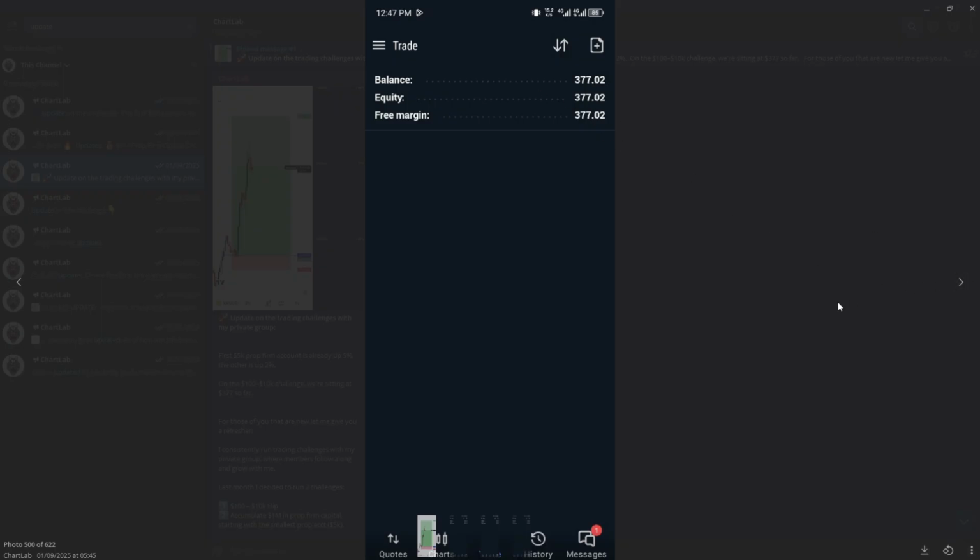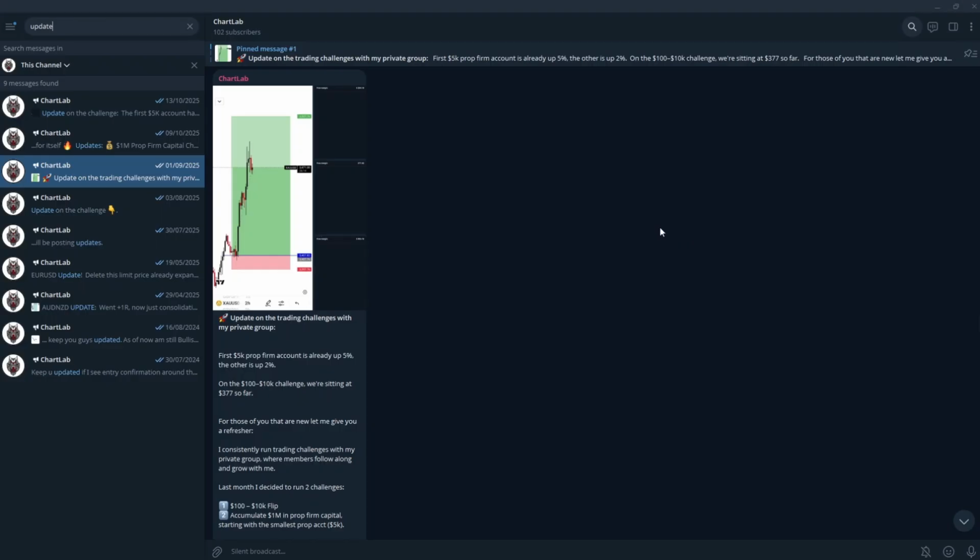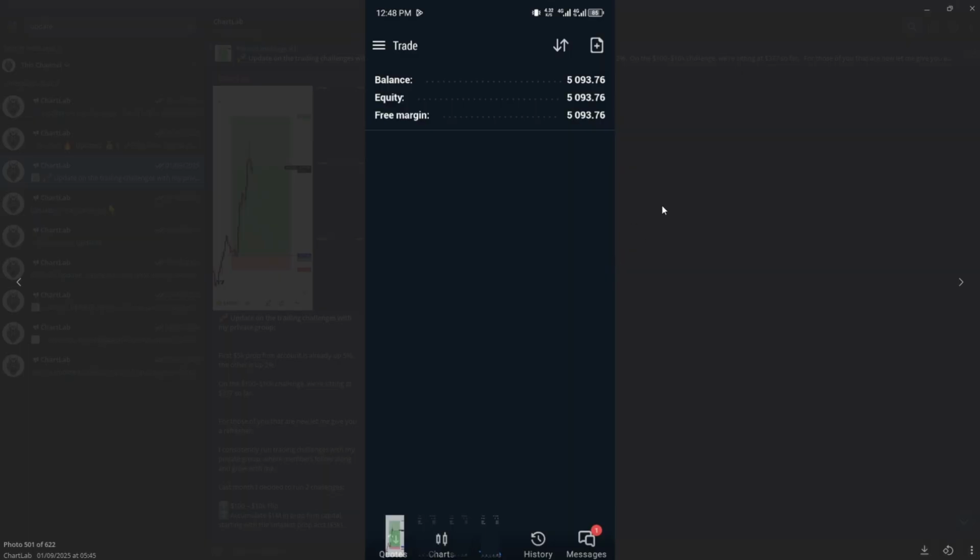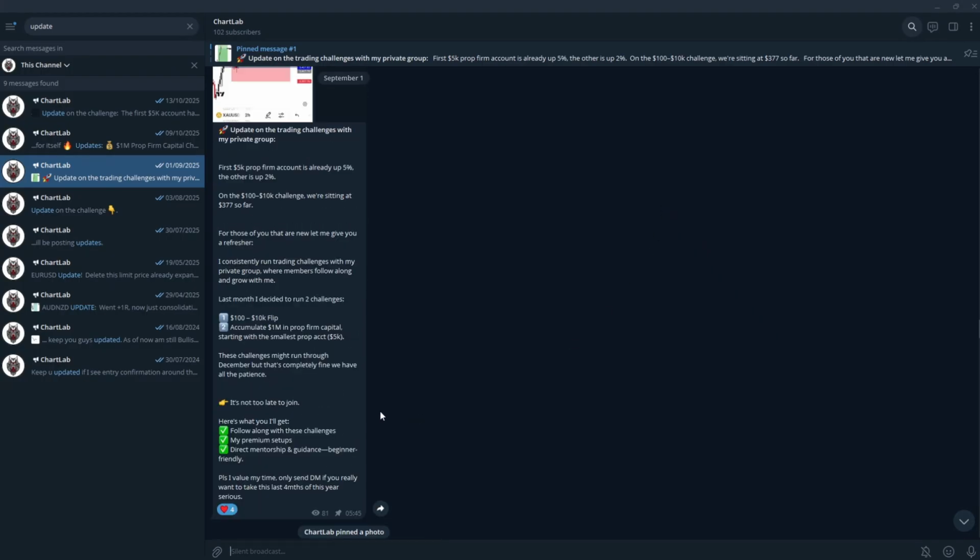You know what we do in our private group? We run multiple challenges. Before that, I was running a challenge where we tried to flip $100 to 10K, and we traded that all the way to 1,000-something dollars before the whole thing started consolidating. So this was the previous challenge we had. But as you can see, the first 5K profit account was up 5%, and the second one was up only 2%. So that's it.